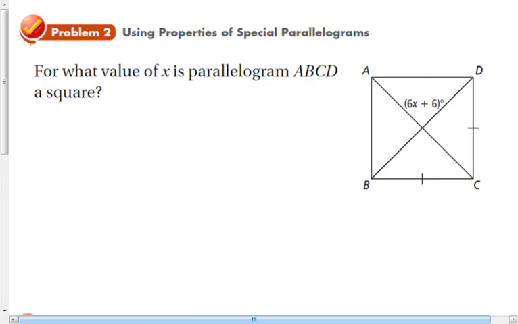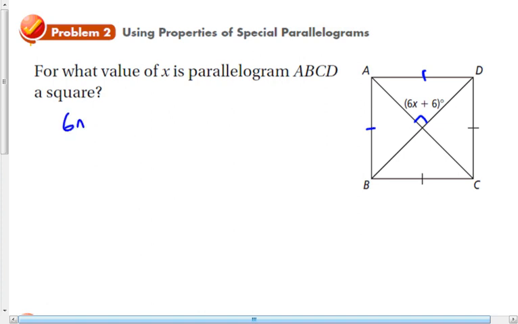All right, we'll use these properties here to solve the problem. For what value of x is the parallelogram ABCD a square? So since we know this is a parallelogram, we know that opposite sides are the same. And we also know that the diagonals are perpendicular. If the sides are all the same and it's a rhombus, then the diagonals are perpendicular.